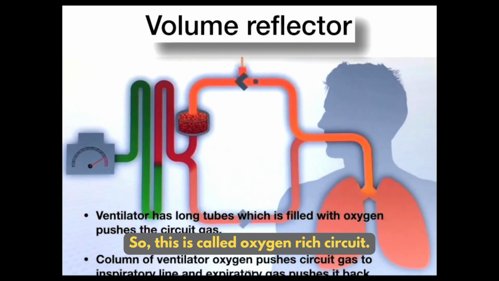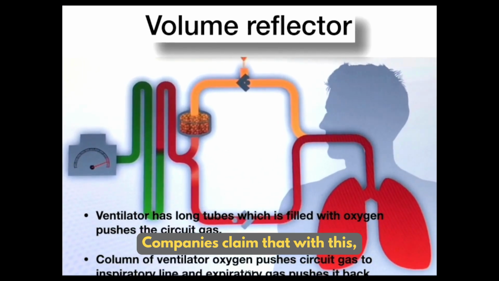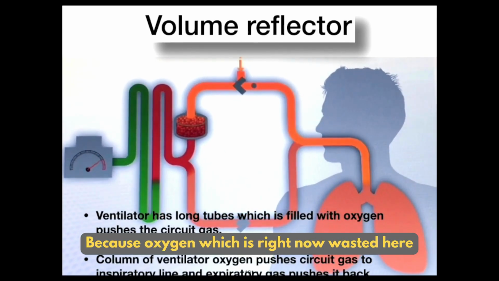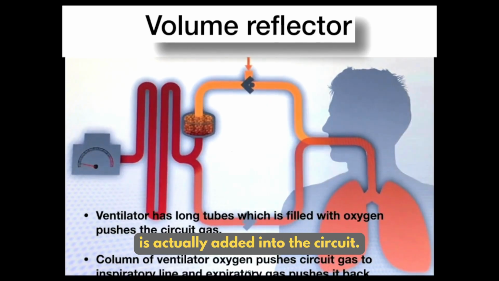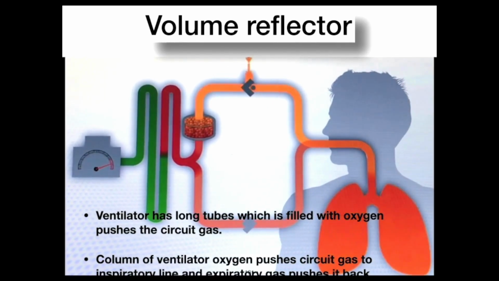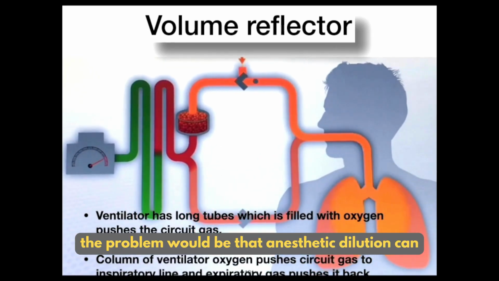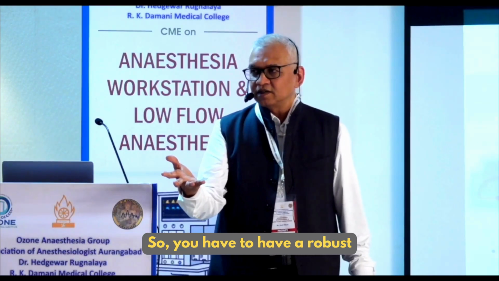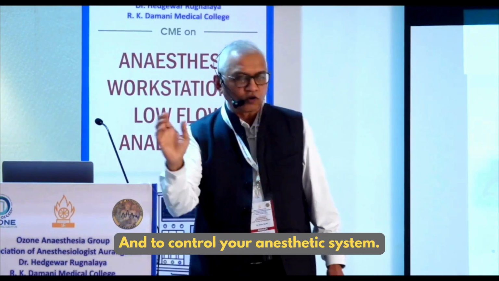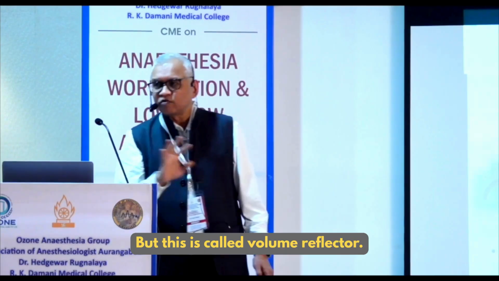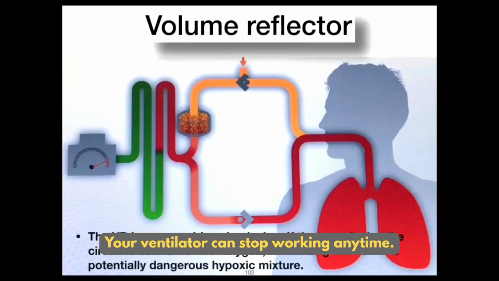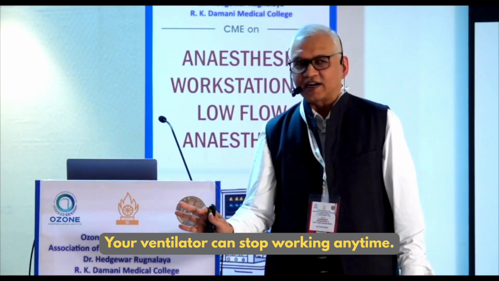So this is called an oxygen rich circuit. Companies claim that with this the chance of hypoxia is less, because oxygen, which is right now wasted here, is actually added into the circuit. The problem would be that anesthetic dilution can still occur because we are giving 100% oxygen there. So you have to have a robust system to control your FiO2 and to control your anesthetic system. But this is called volume reflector, which was earlier not available in India, but now it is there in one company's machine. Your ventilator can stop working anytime.